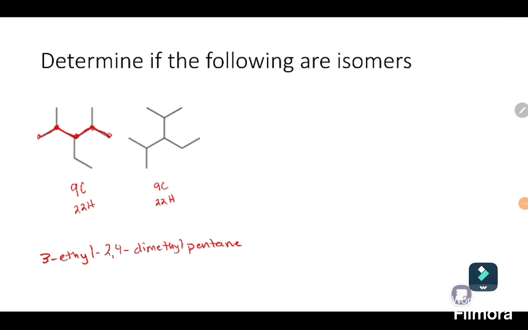Our second molecule here, if we find the longest parent chain with the most substituents, appears to be this chain here. That chain is also 5 carbons long, and we have methyl groups on 2 and 4 and an ethyl group on 3. So the name of that molecule should therefore be 3-ethyl-2,4-dimethylpentane, proving that these are not just constitutional isomers of one another. These are in fact the exact same molecule, just drawn in a different orientation.